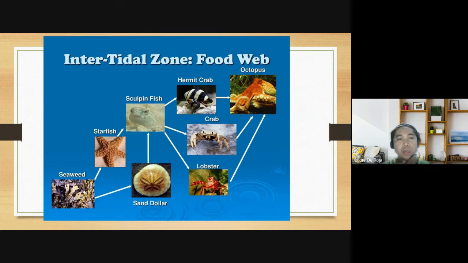So, example is seaweed. This is the producer. Kinain siya ng sand dollar and starfish. At yung sculpin fish, kumakain siya ng starfish and sand dollar. Pero itong sculpin fish, kinakain siya ng hermit crab, ng crab and lobster. And yung octopus naman, kinakain niya itong hermit crab, crab and lobster. So, dyan yung paikot-ikot yung cycle ng food chain or food web. Diba?